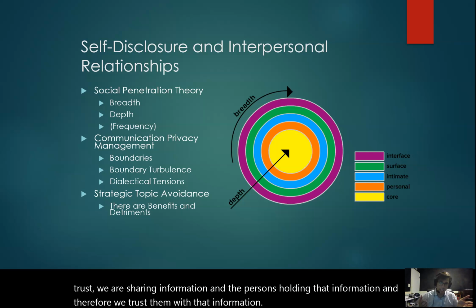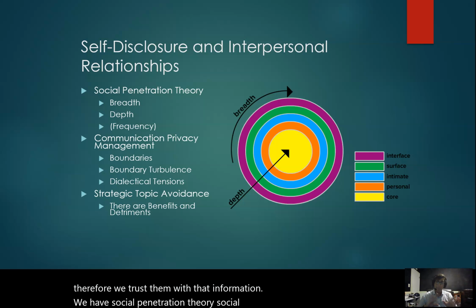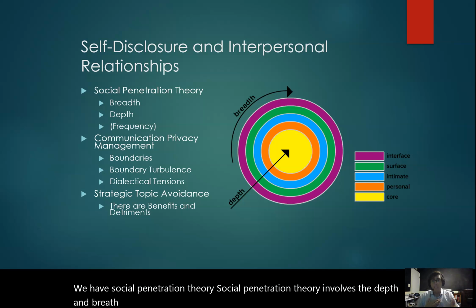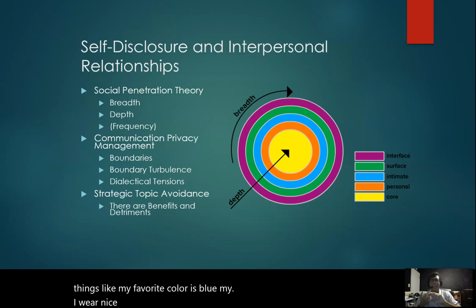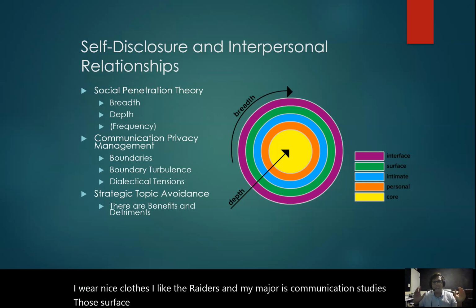We have social penetration theory. Social penetration theory involves the depth and breadth and frequency of self disclosure. Breadth of information may be things like my favorite color is blue, I wear nice clothes, I like the Raiders, and my major is communication studies. Those are surface level information, that's breadth of information. Multiple topics, but on a very surface level.